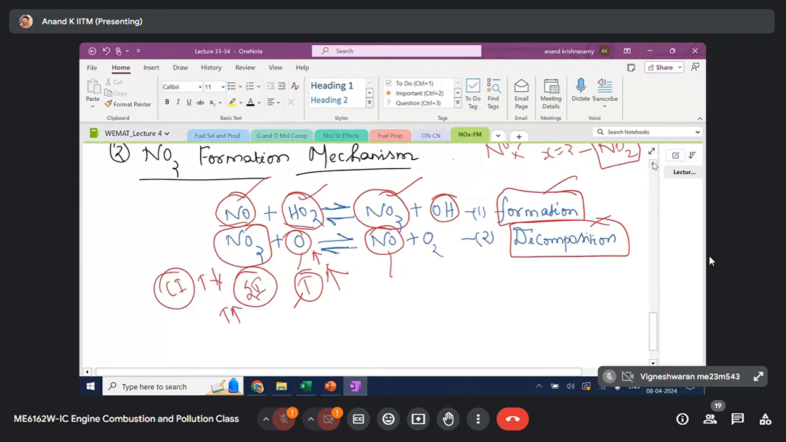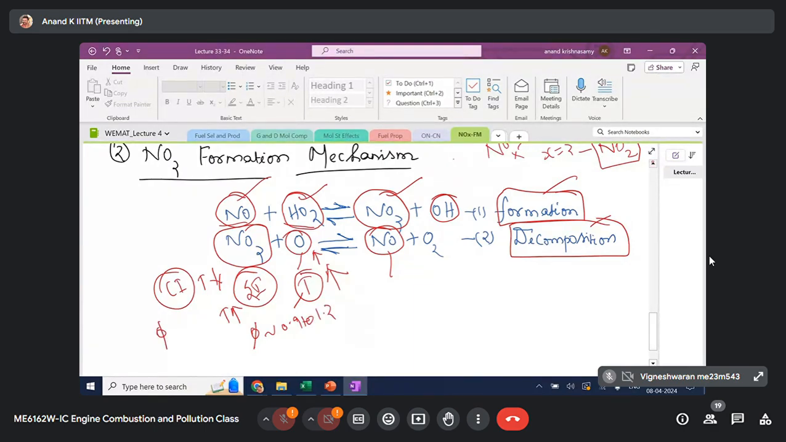Why is the operating temperature of an SI engine high? Because of rich mixture, sir. The Phi value is 0.9 to 1.2. So this is primarily due to the operating Phi range. The operating Phi is 0.9 to 1.2.